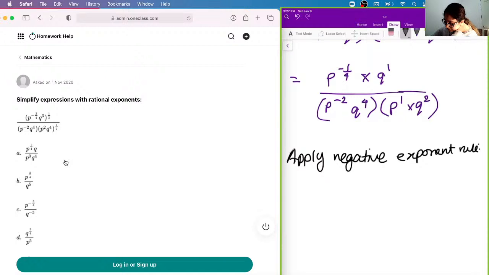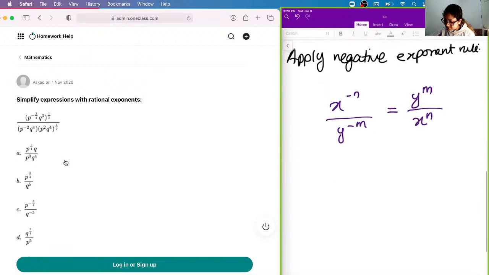So this is where you have negative exponents. So we have x to the power of negative n, where y is negative m. So this is y to the power of m over x to the power of n. So you just flip the numerator and the denominator. And so you can see we have a negative on the top and a negative on the bottom from our equation.